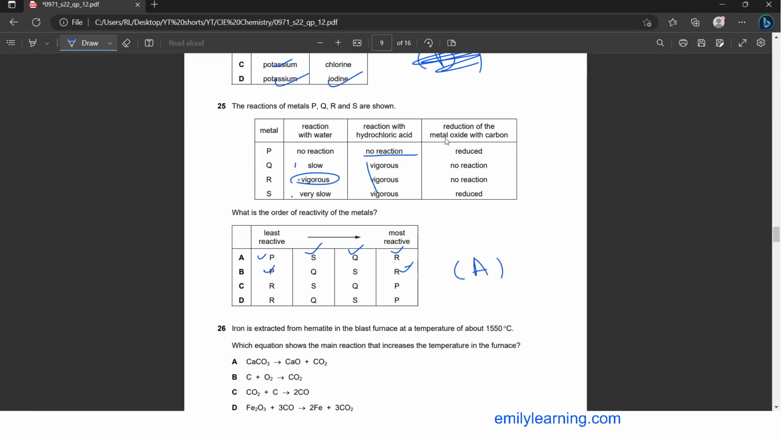Then next, reduction of the metal oxide with carbon. The less reactive it is, the more readily this reaction occurs.